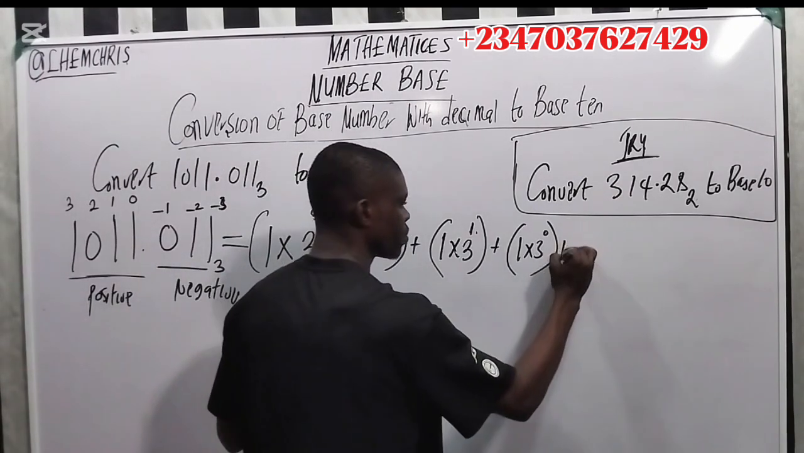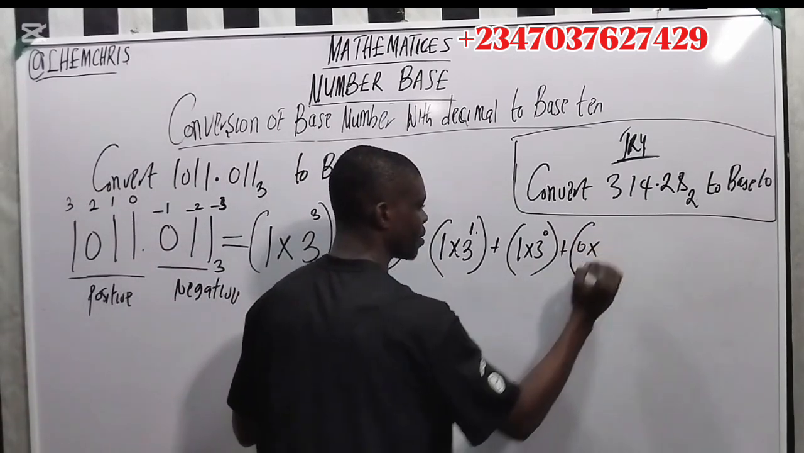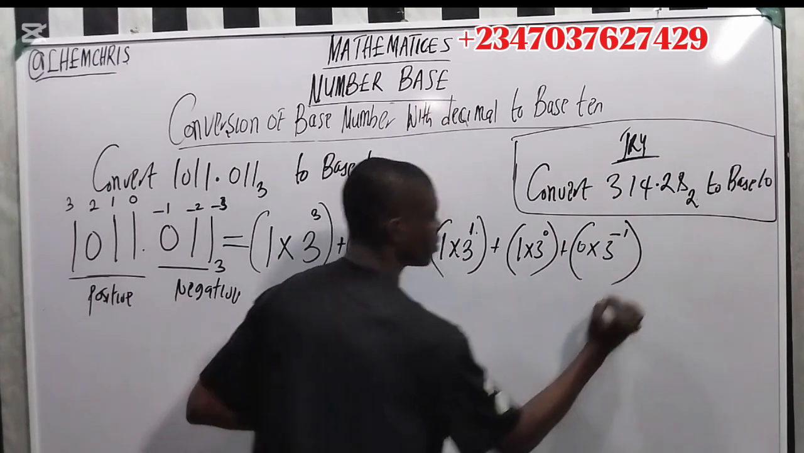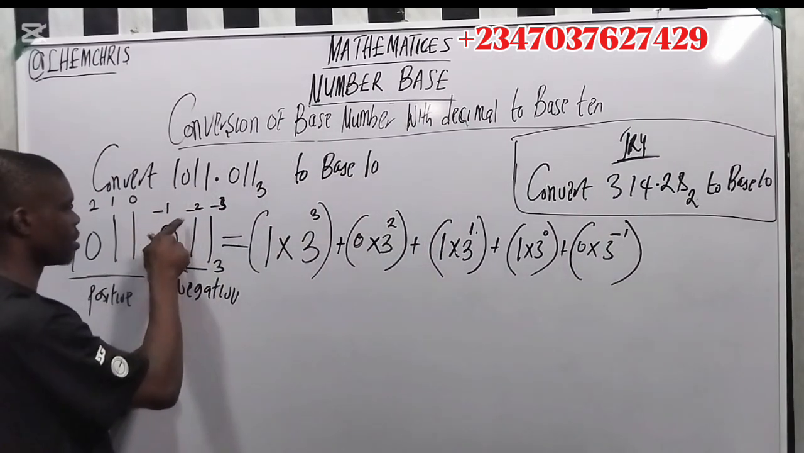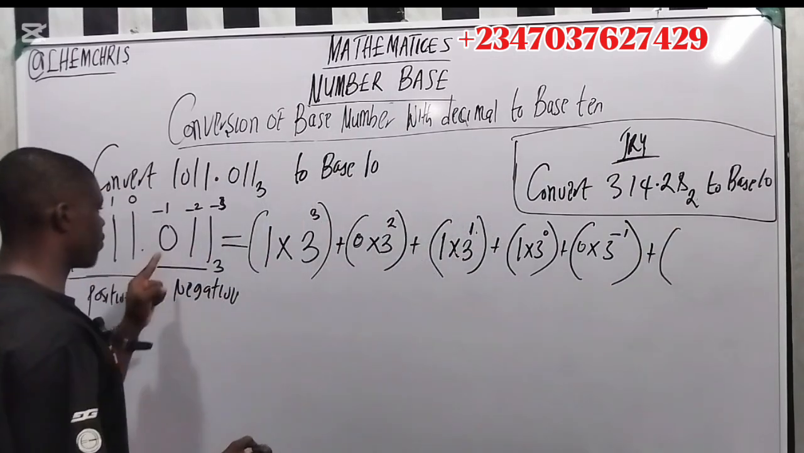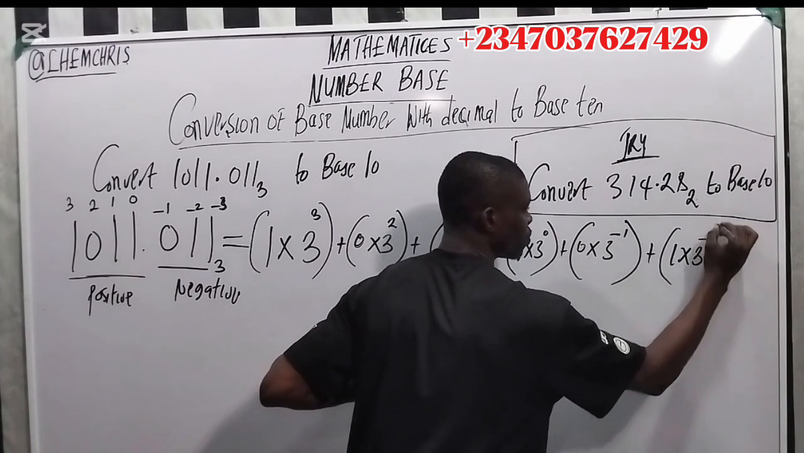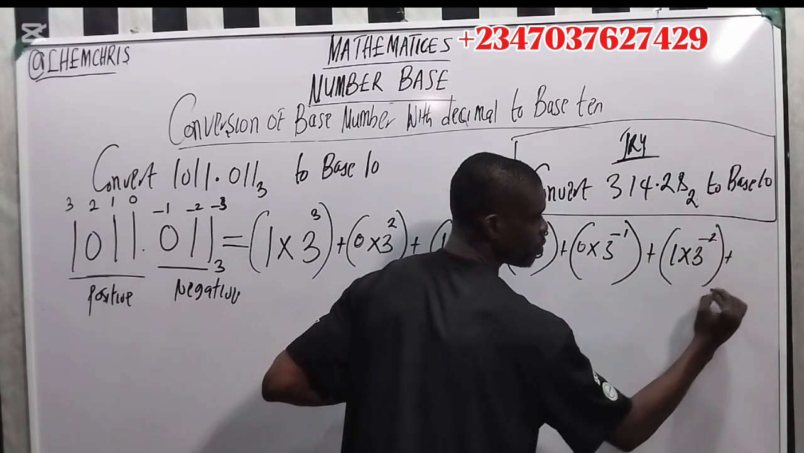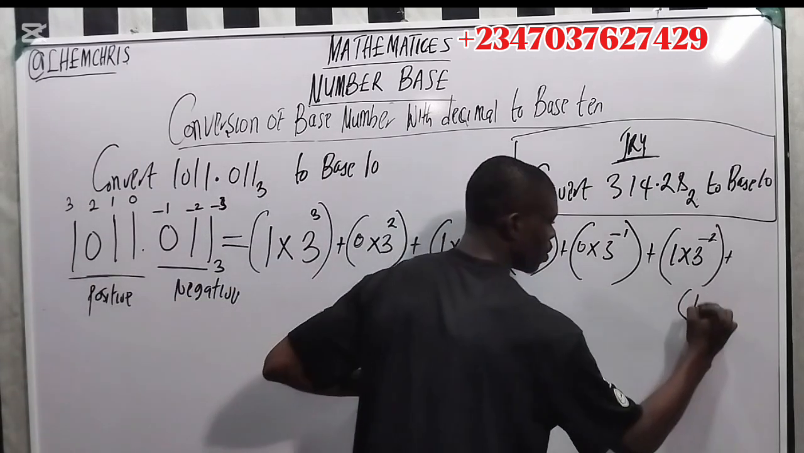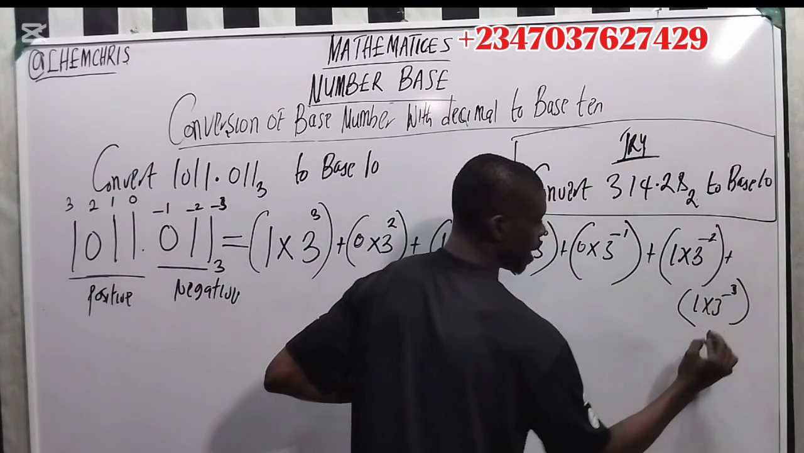So now it's going to be plus 0 times 3 raised by minus 1, because here is minus 1. Here is going to be minus 2, plus 1 times 3 raised by minus 2. Plus 1 times 3 raised by minus 3. That is it.